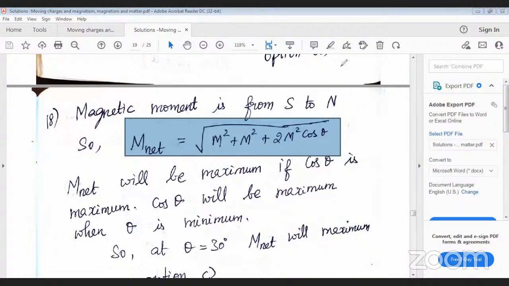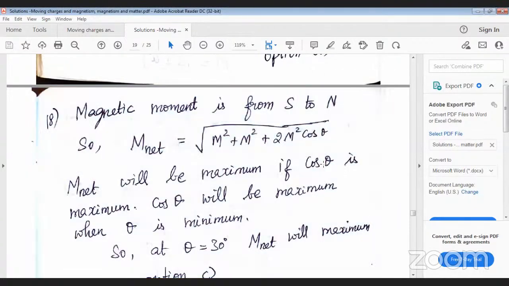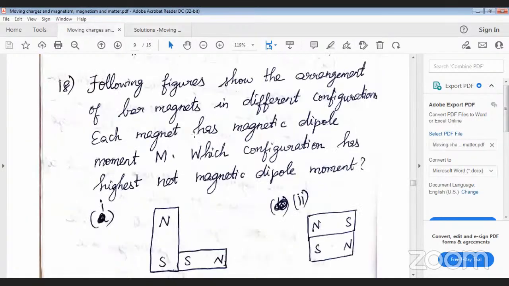After applying this, you need to know the value of theta, because the maximum value of the net magnetic moment will be obtained when your cos theta value is maximum. For the cos theta value to be maximum, what should be the value of theta? Theta should be minimum, right? So you need to observe which configuration has the lowest value of theta.